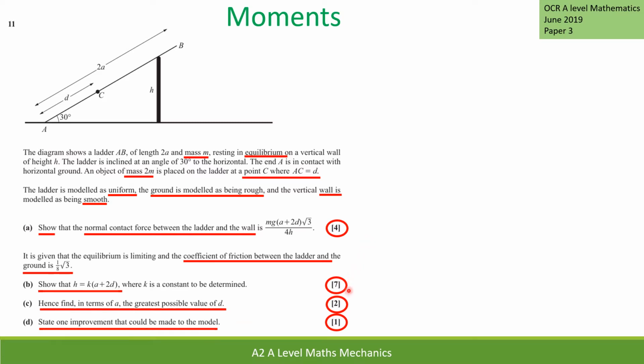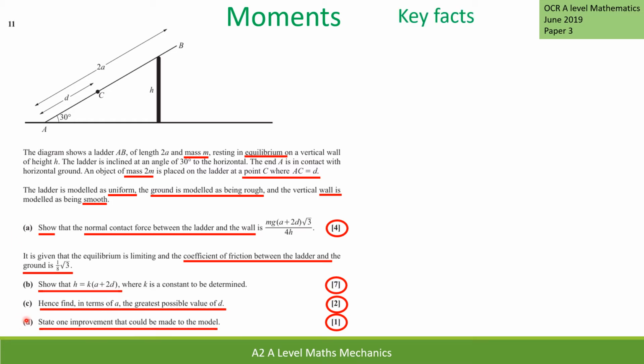The next part, part B, relies on part A, but the answer has been given in part A, so even if you can't do part A, you could still carry on to do part B. And similarly on part C, if you use the equation that you've been given in part B, then you should be able to do part C. But the last part uses a bit of common sense.